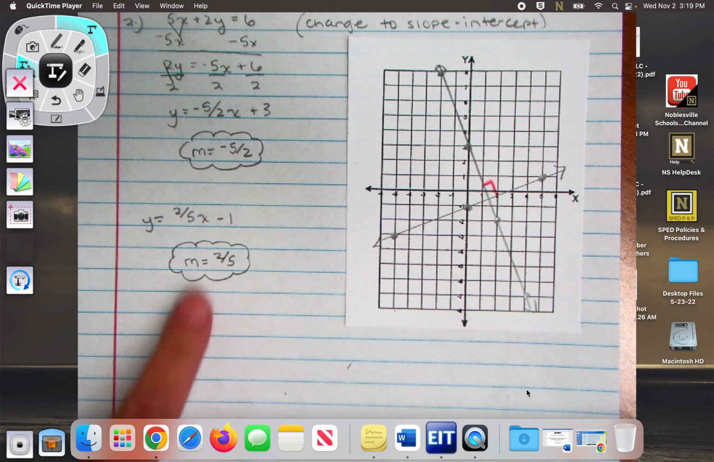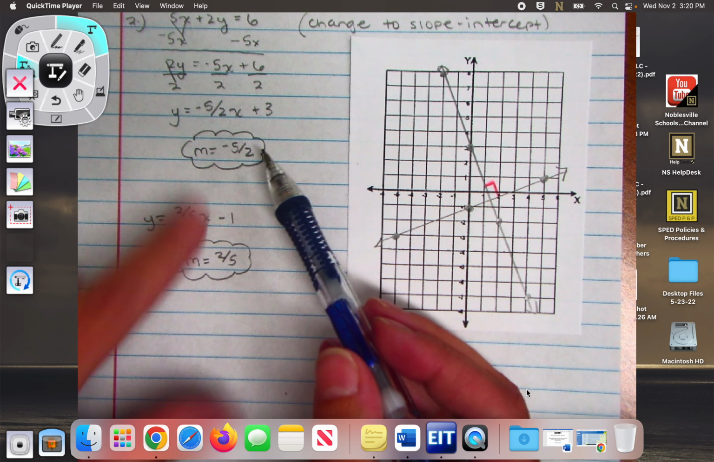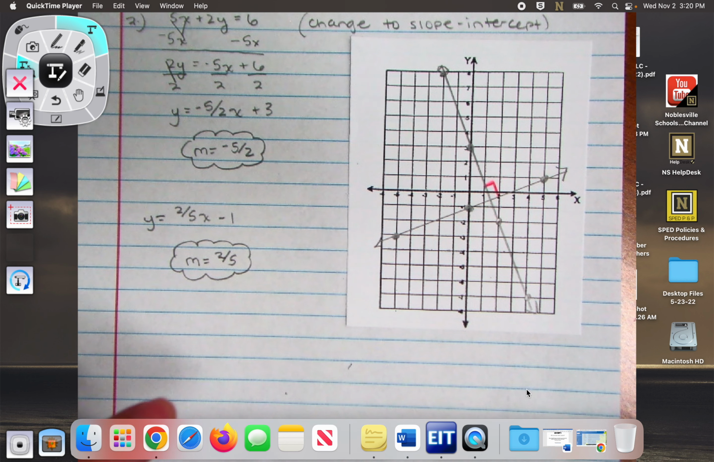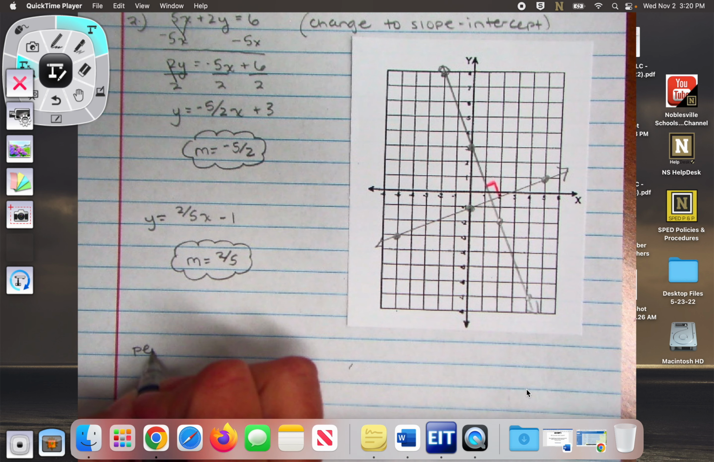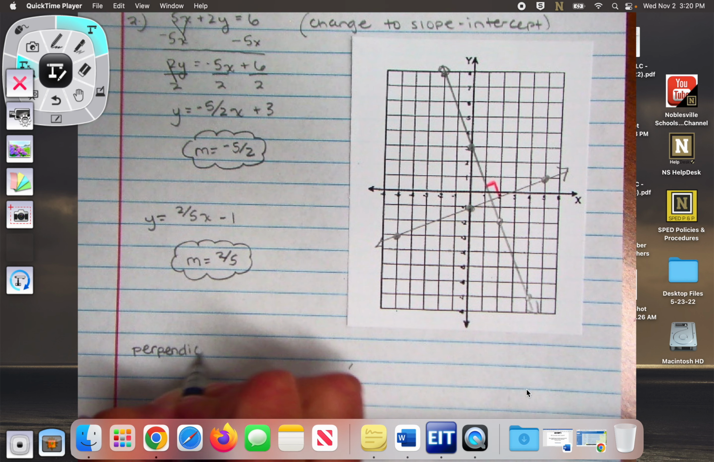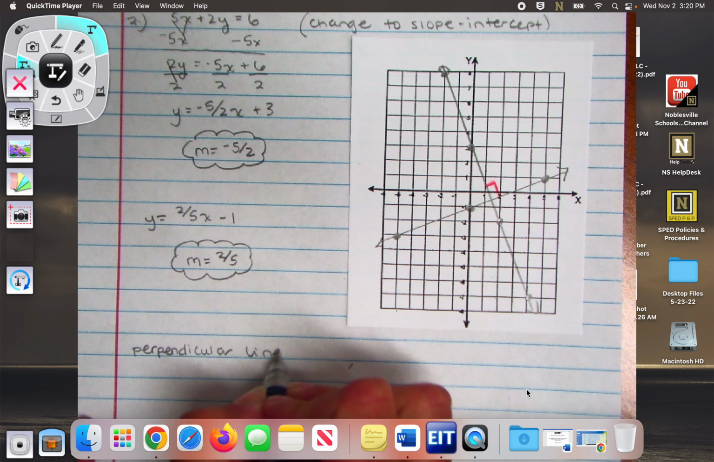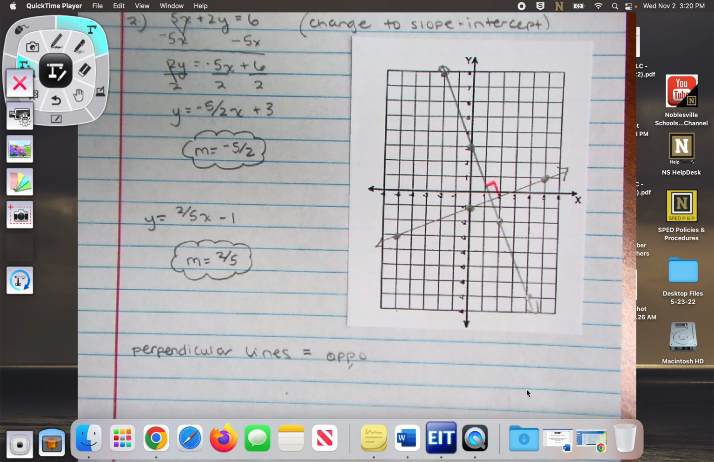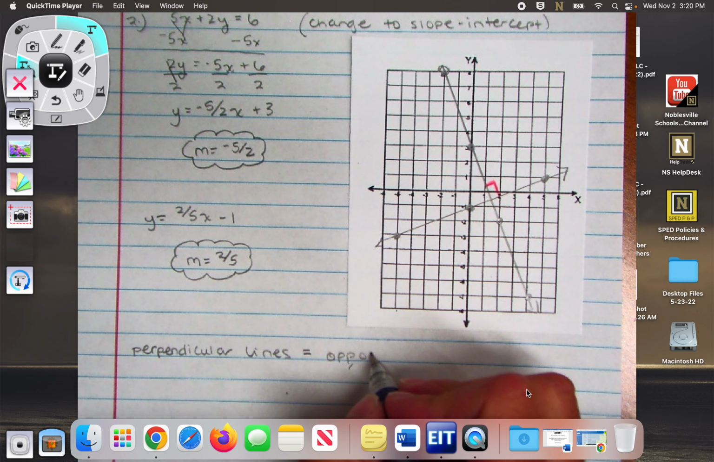Okay, so what do you notice about the perpendicular lines? What do you see happened between this slope and that slope? Carson. It's a reciprocal and it's a negative, it's an opposite. Okay? So perpendicular lines have slopes that are opposite, meaning if it's positive, it's now negative. If it's negative, it's now positive. Reciprocal means it flips. Okay?